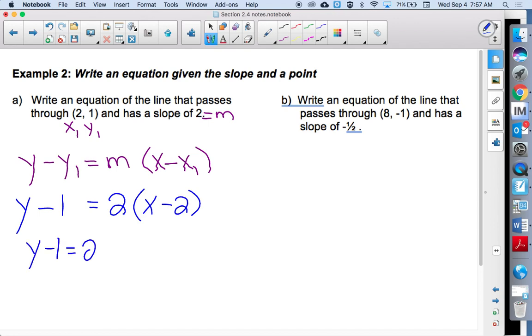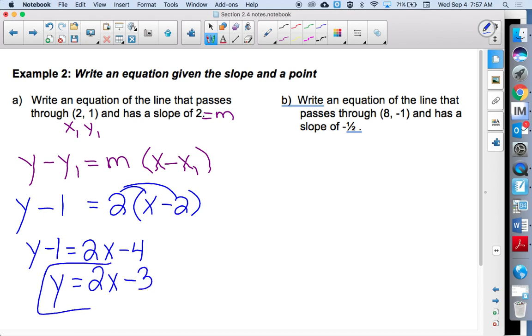So distribute the 2 and then get y by itself. So take the 2 through, and then your equation is y equals 2x minus 3. So the great thing about point slope form is that your y variable is already in the equation, and you're simplifying it already in equation form. So see if you can solve the next one.